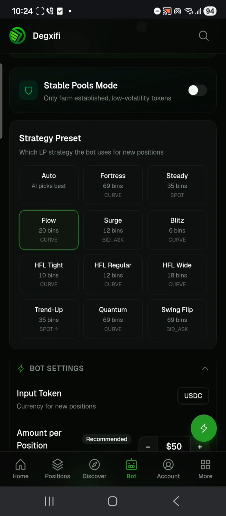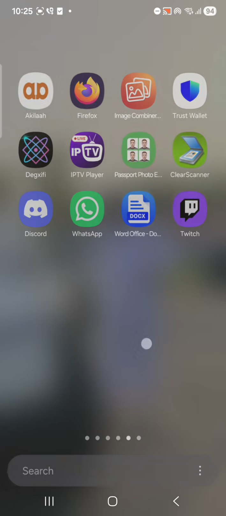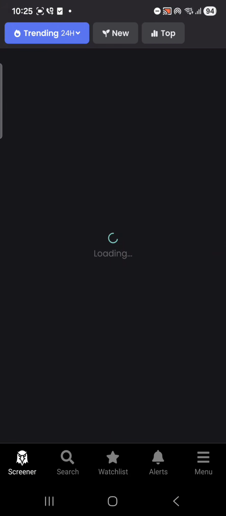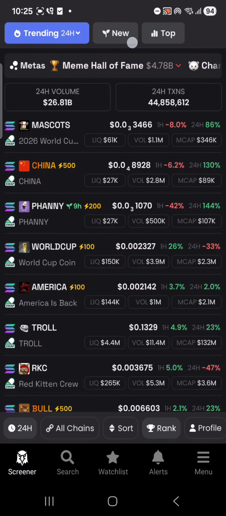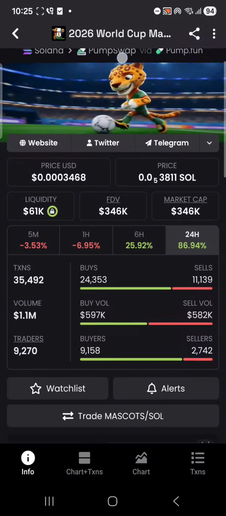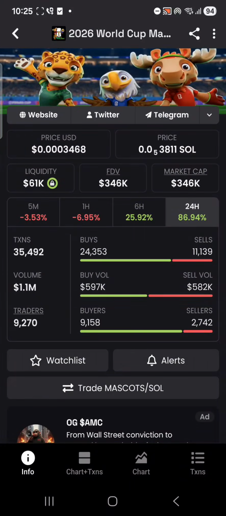But if you are using a volatile pair, which token is right now very, very volatile? Let's go to DexScreener and see any token that is very volatile on DexScreener. Let's assume I am using this token right now, Mascot. This is very volatile. Mascot SOL. Are you seeing it? Mascot SOL. Look here.